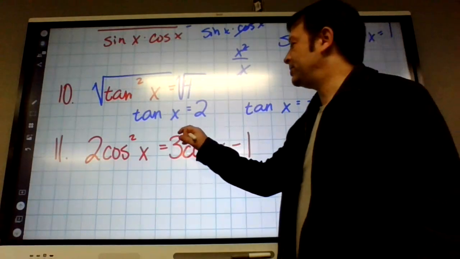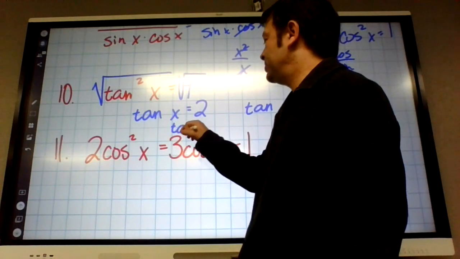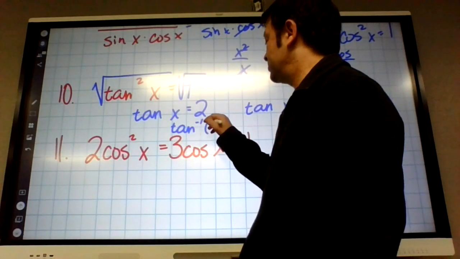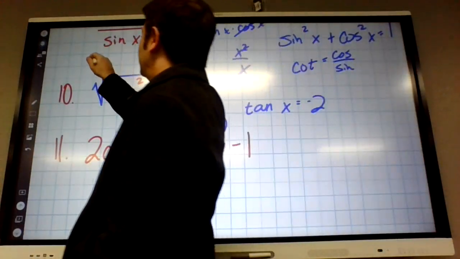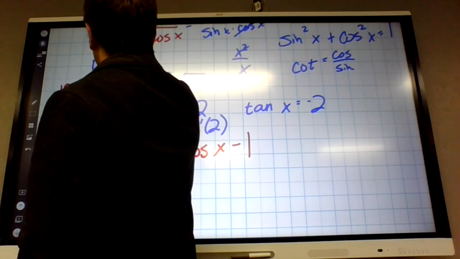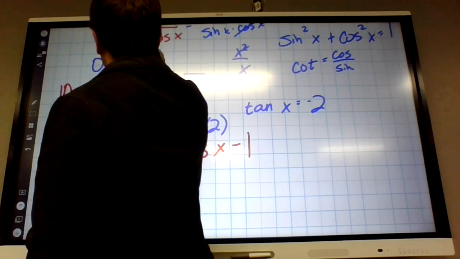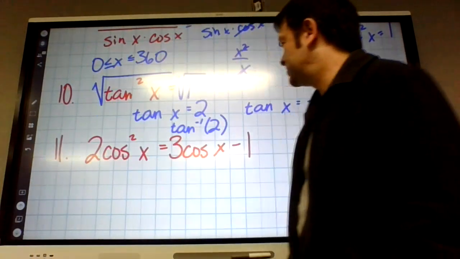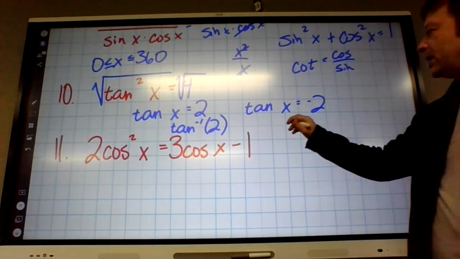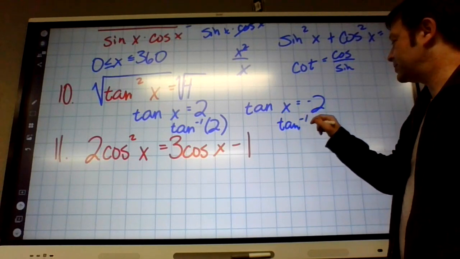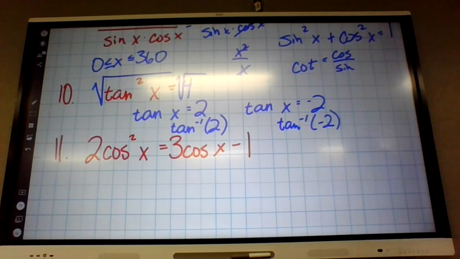Okay, so this one, just like number 1, you do tangent inverse of 2. And the directions are gonna be in degrees again, so put your calculator back in degrees. And tangent inverse of -2. What's it come out as? I got 63.4.